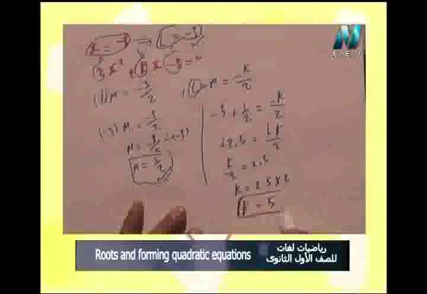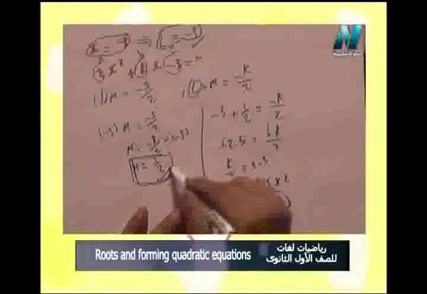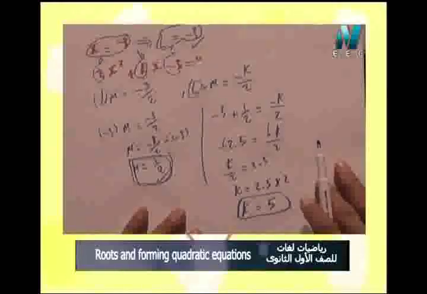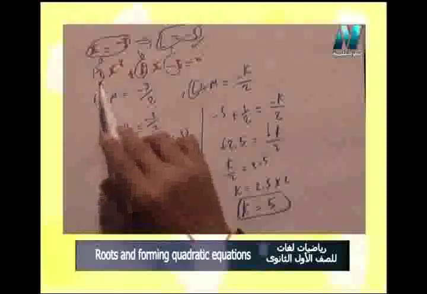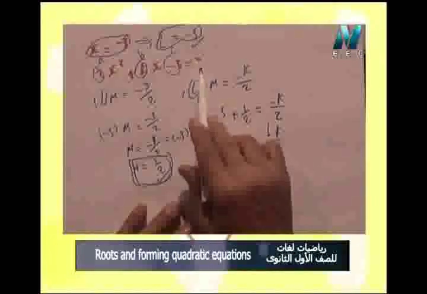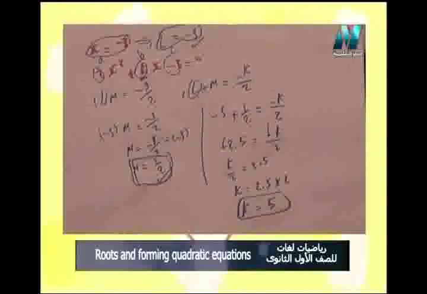Here k equals 5, and we have found the second root, which is half. It is the second method to solve this question: if we have x equals negative 3 as the first root of the equation 2x power 2 plus kx minus 3 equals 0, find the first root, the second root, and the value of k. Okay, let's move to another question.